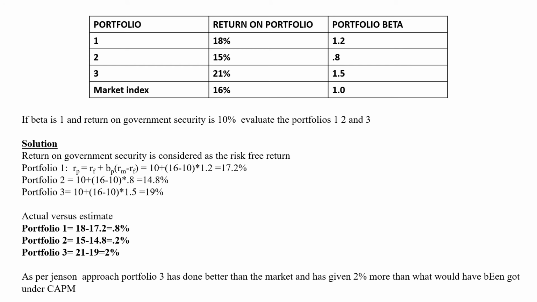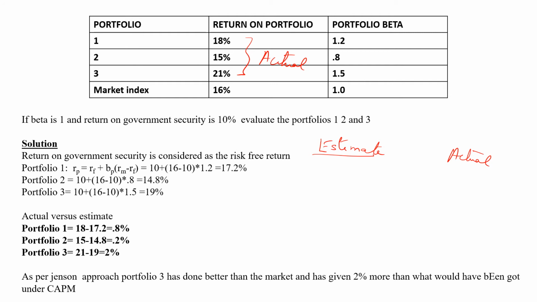Okay, let's see a problem on the Jensen's model. Unlike the previous two models, here it involves two calculations. First, you have to estimate the return and then you will compare it with the actual. Here, the actual return on the portfolio is given. So initially, you will not consider this. First, you will try to find an estimate. What should be the return on the portfolio? So that is this formula.